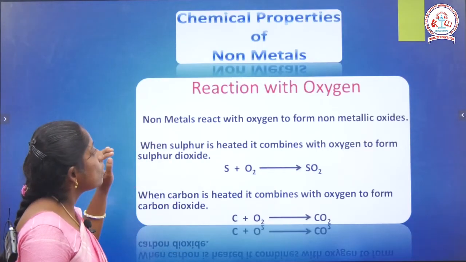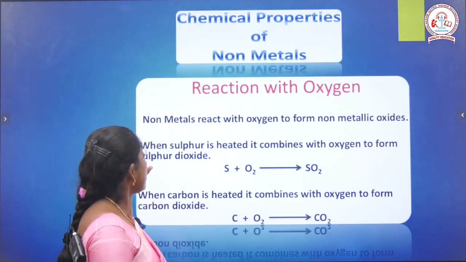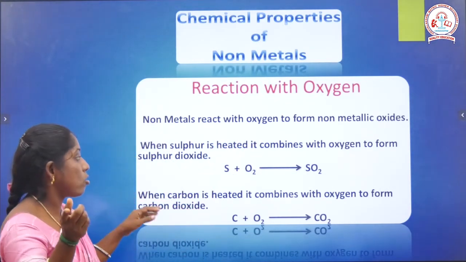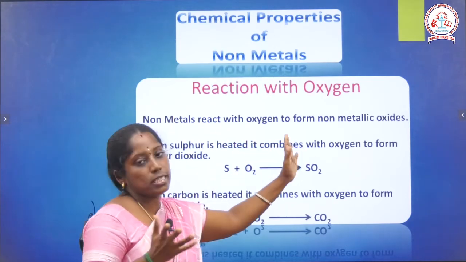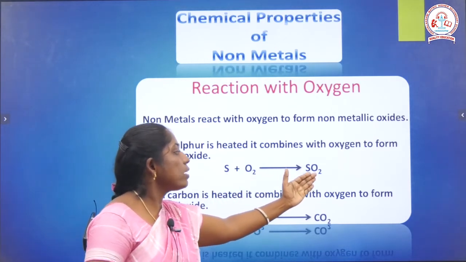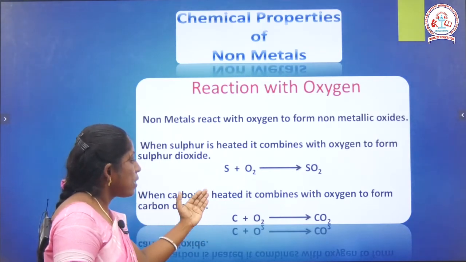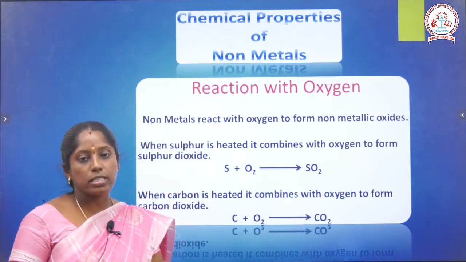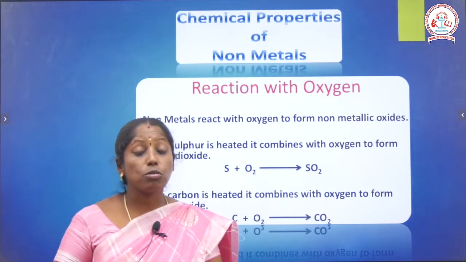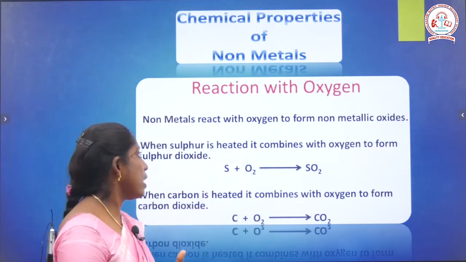Then next one, non-metals. I told that metals react, and non-metals also react with oxygen. Here non-metals react with oxygen to form non-metallic oxides. Just as metals give metal oxides, in the same way non-metals give non-metallic oxides. Take an example, sulfur. Sulfur reacted with oxygen gives sulfur dioxide, SO2. The same as well as carbon. Carbon symbol is C. Carbon reacted with oxygen gives carbon dioxide. So S plus O2 gives SO2, C plus O2 gives CO2. So what you can observe from these is that non-metals react with oxygen to give non-metallic oxides.